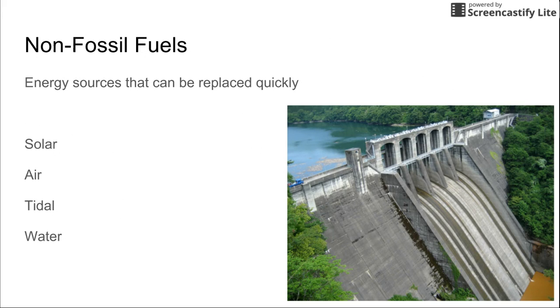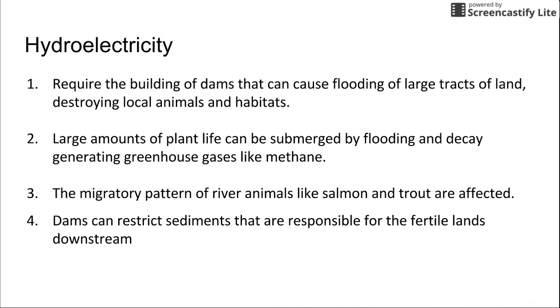Other non-fossil fuels that are considered renewable are solar, wind, tidal, and water. And this is just using the natural movement of these things or capturing solar radiation and converting it into energy. So think about solar panels, wind turbines, dams like this one in the picture here that can produce hydroelectricity. Hydroelectricity is one of the big ones. It requires the building of these dams, though, and it can cause flooding to really large tracts of land from stopping up that water.